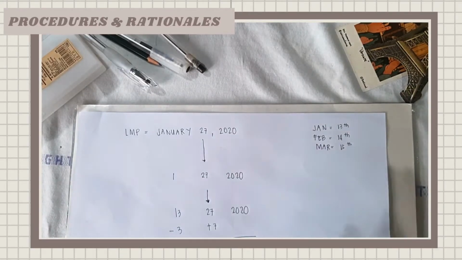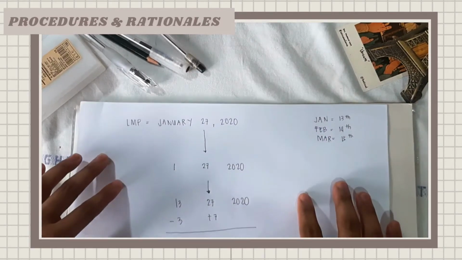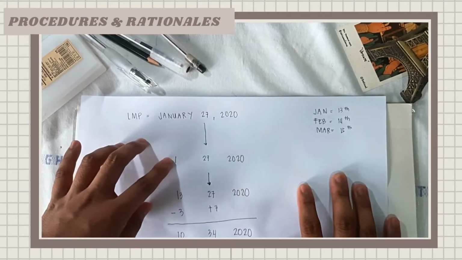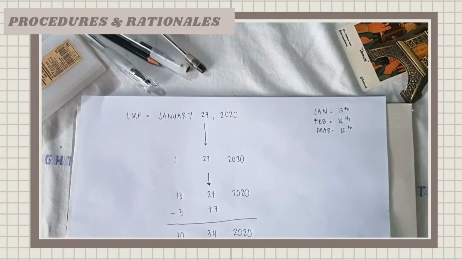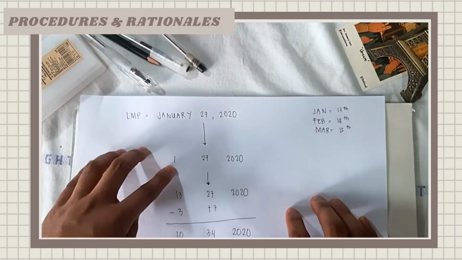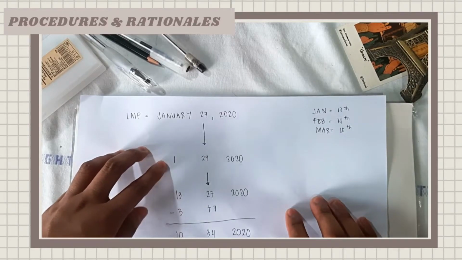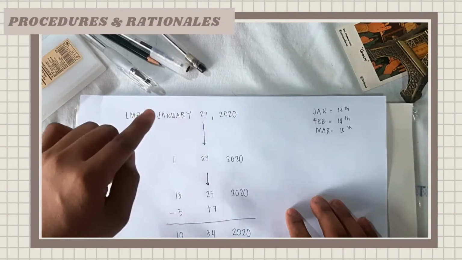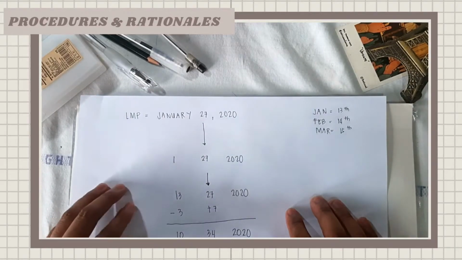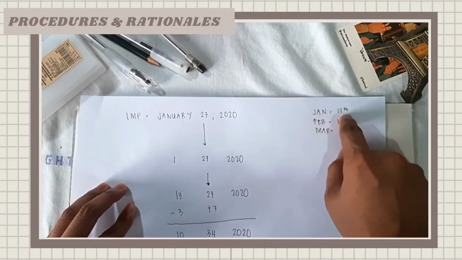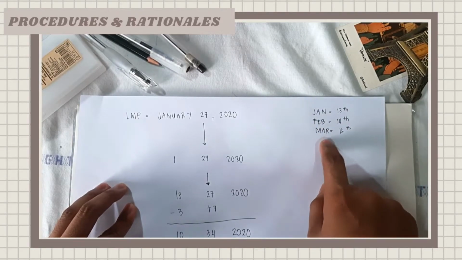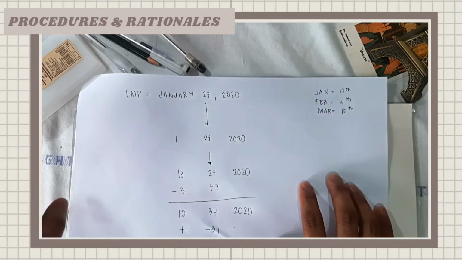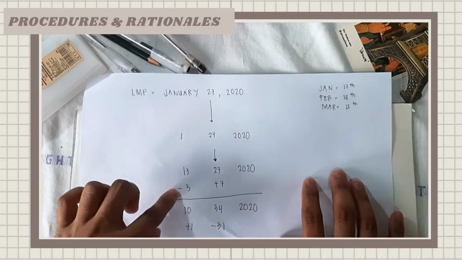So according to her, her LMP is January 27, 2020. Now January is 1, copy 27 and 2020. So we cannot subtract 3 in 1. That is why we make January as the 13th month of the year. So here is January as the 13th month of the year, February is 14th month, while March is 15th month of the year. We can subtract now 3 months to 13.